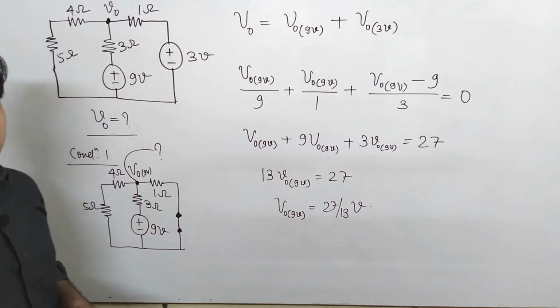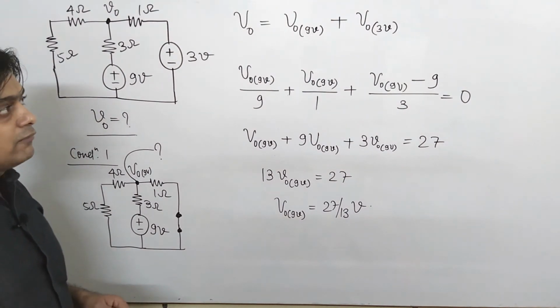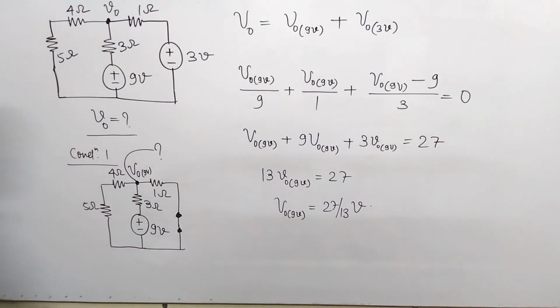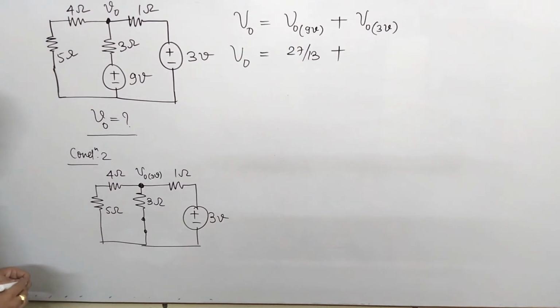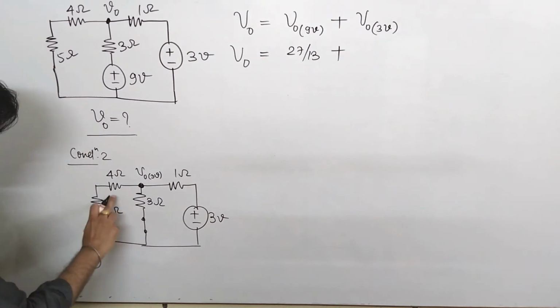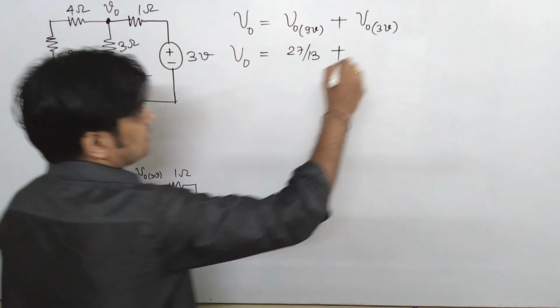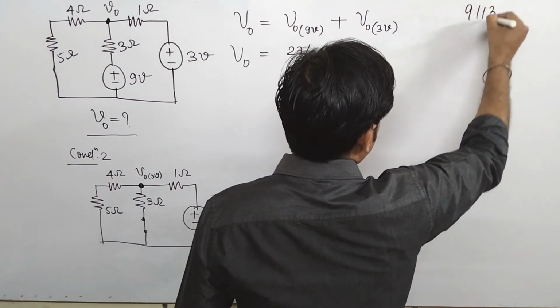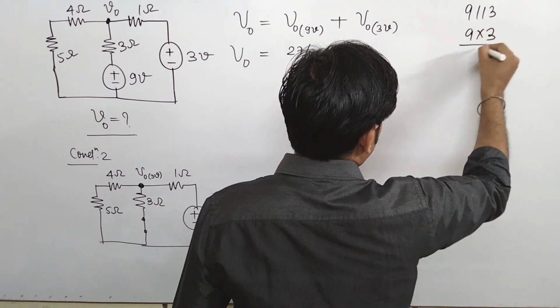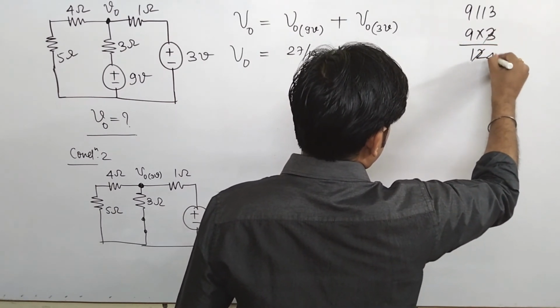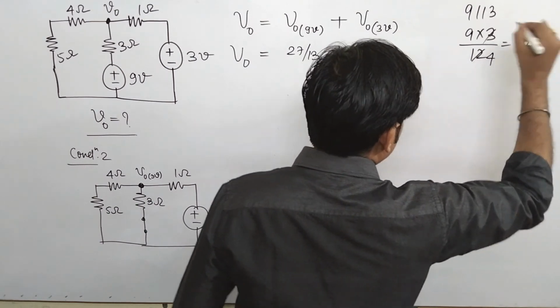Now we will see our value of V naught because of the presence of the 3 volt source. Okay. So now this source will get short circuited. Now you have to find the value of V naught because of the 3 volt source. This 3 ohm resistance and this 9 ohm are in parallel. I will just find the parallel combination of 9 parallel 3, so that comes to be 9 times 3 upon 12. Okay, this is 4, so that comes to be 9 by 4.